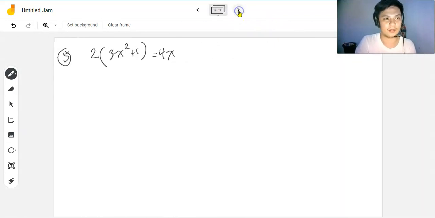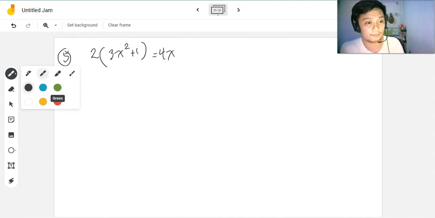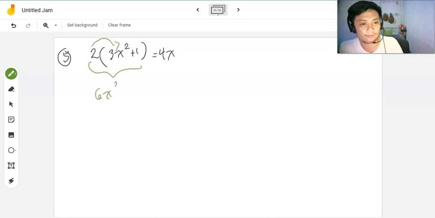Meron pa naman tayong mga 7 minutes. Let's have example number 5. Yan. So, hindi pa ito naka-standard form. So, gawin natin isulat sa standard form. So, this becomes 2 times 3x squared is 6x squared. 2 times positive 1 is positive 2. Itong 4x, pwede naman itong agad i-transpose. So, magiging negative 4x siya. Tapos, equals 0 na lang.